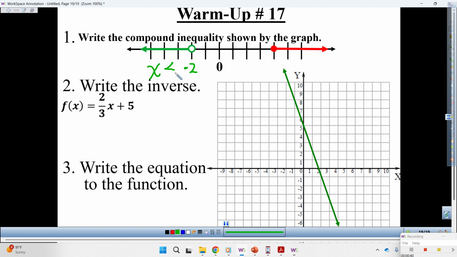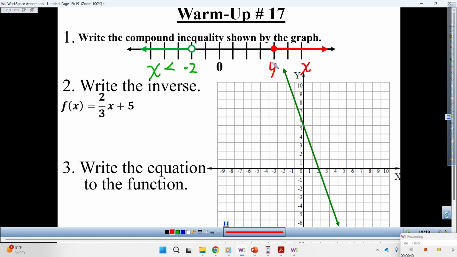Very good. I finished your sentence. You said and. I said less than. Is this an open or closed point? Open, so we don't put an equal sign on that. Okay, let's go to the red one. What's the dividing point on the red one? 1, 2, 3, 4. Everything else is x.